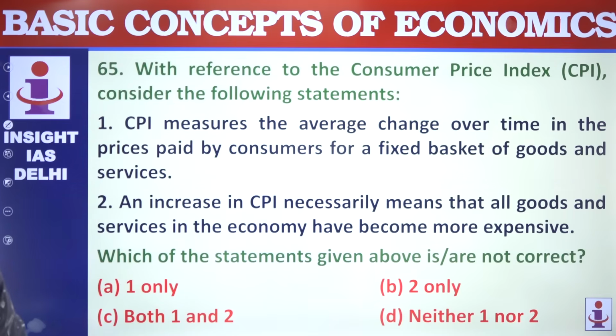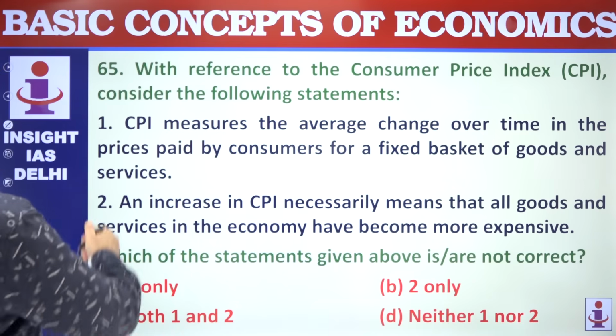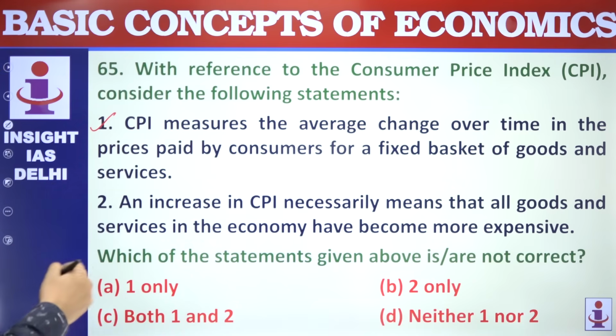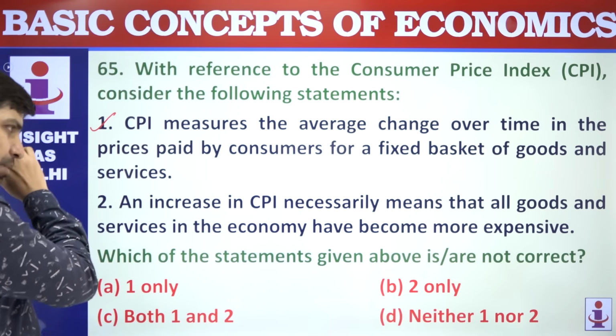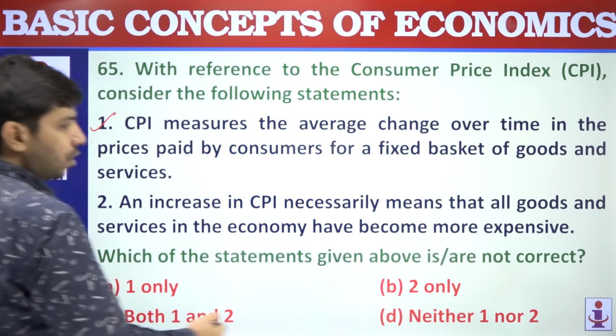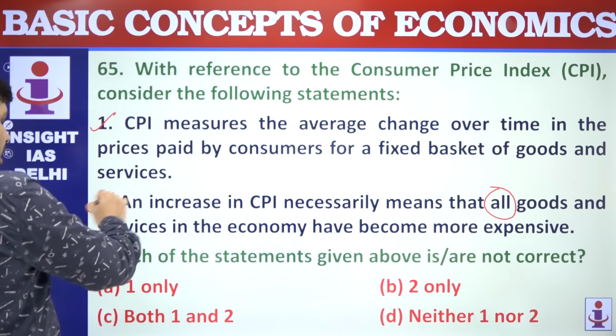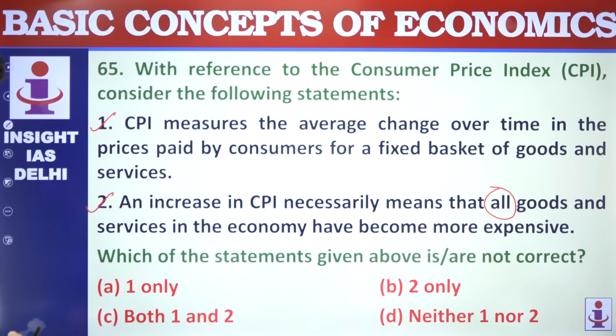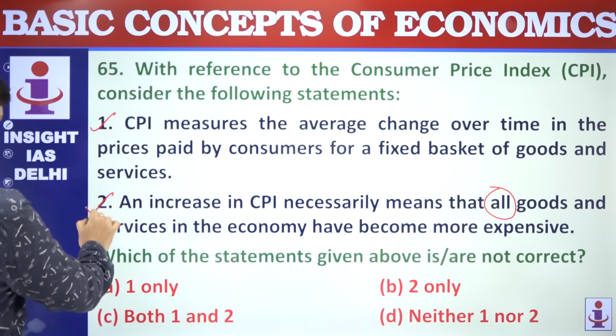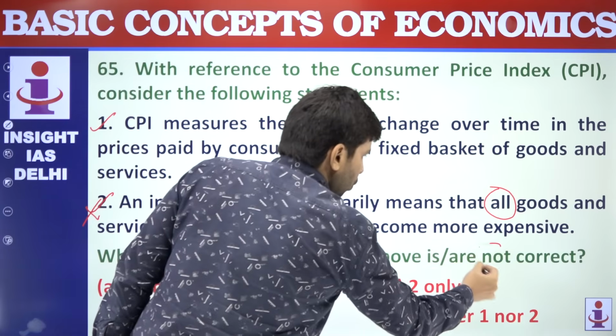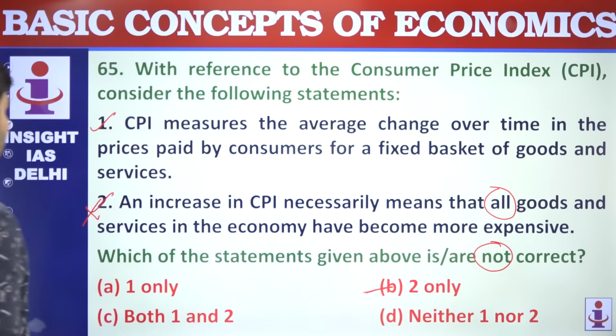CPI measures the average change over time in the prices paid by consumers for a fixed basket of goods and services. An increase in CPI necessarily means that all goods and services in the economy have become more expensive. Not necessarily all goods and services. Even if the prices of some goods and services are increasing, there will be an increase in CPI. Which of these statements are not correct? So 2 only. Option B is the correct answer.